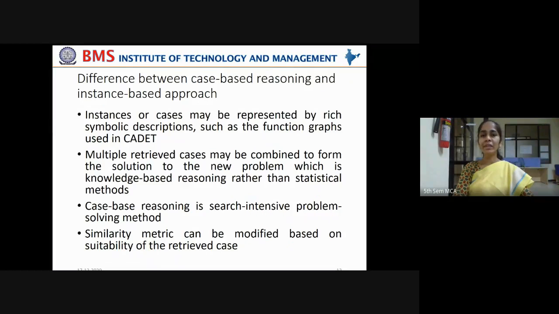Now, what is the difference between case-based reasoning and instance-based approach? Instances or cases may be represented by rich symbolic descriptions, such as function graphs used in CADET. In instance-based reasoning, you don't have that flexibility. But in case-based reasoning, you can use symbolic descriptions as function graphs in order to represent the functionalities of various mechanical devices. Or you can use rules, well-established rules.